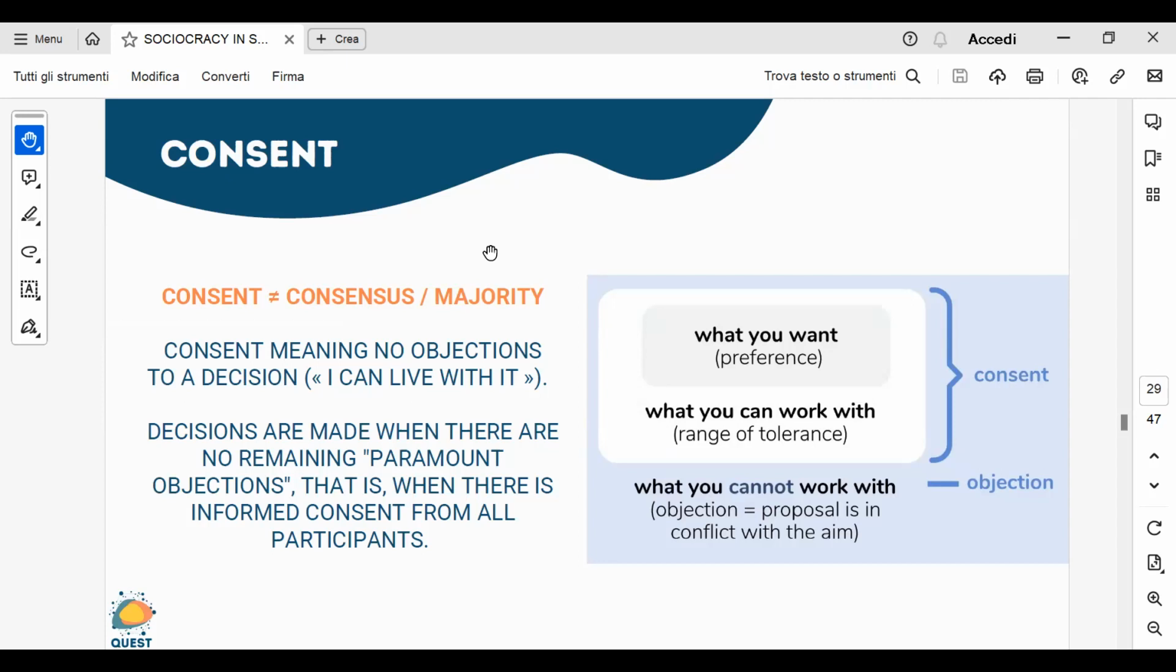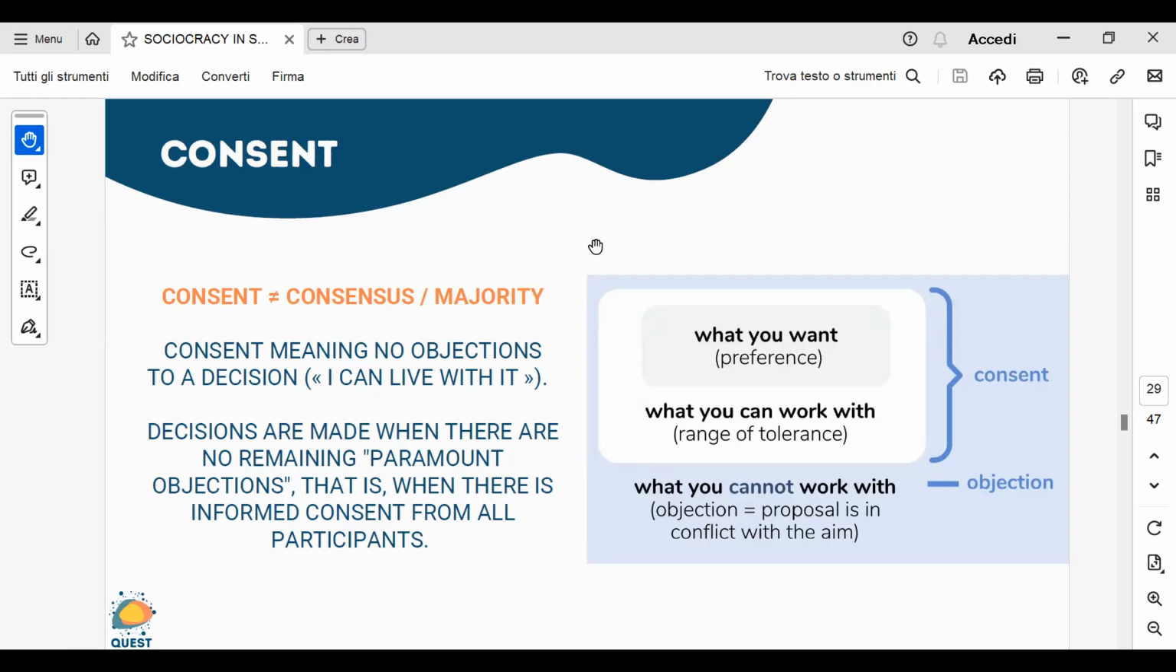And it's, of course, different from majority. When we talk about consent, we mean that there is no objection to a decision, so that we can live with it. Decisions are made when there are no remaining paramount objections. So there is an informed consent from all the participants.